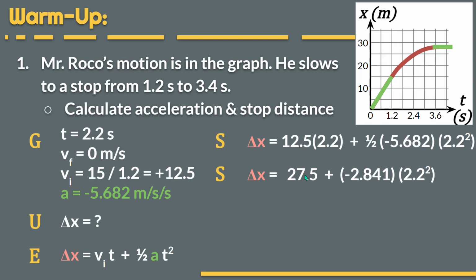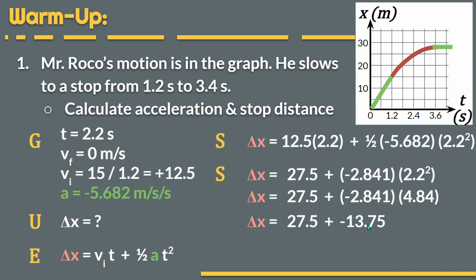12.5 times 2.2 is 27.5. Half of negative 5.682 is negative 2.841 times 2.2 squared, which is 4.84. Again, if I multiply those, I get negative 13.75, and that's a negative number plus 27.5, so I'm really subtracting here. And I get a displacement of 13.75 meters.